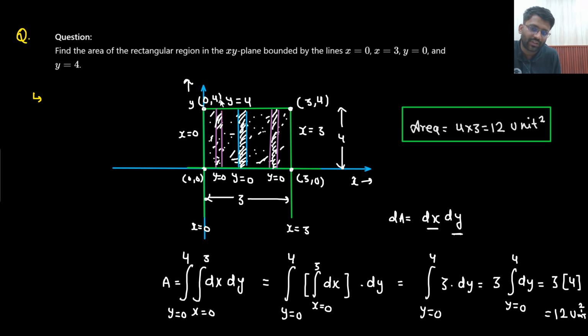And what is the top of the strip? Top of the strip is always y equals to 4. So y is always going from y equals to 0 to y equals to 4. And when you move in the direction of x, it is going from x equals to 0 to x equals to 3. Here you move, here you move.